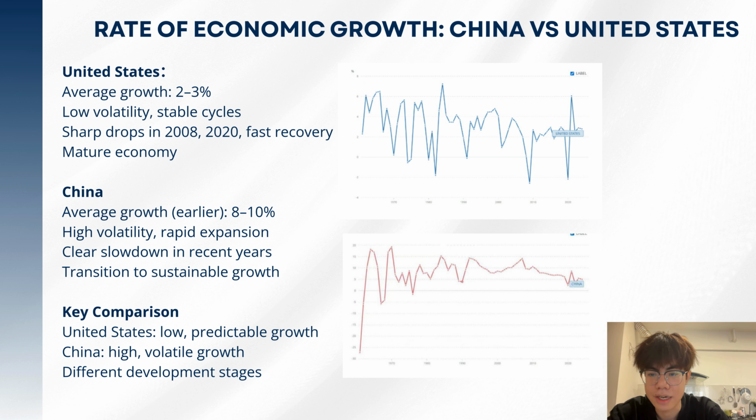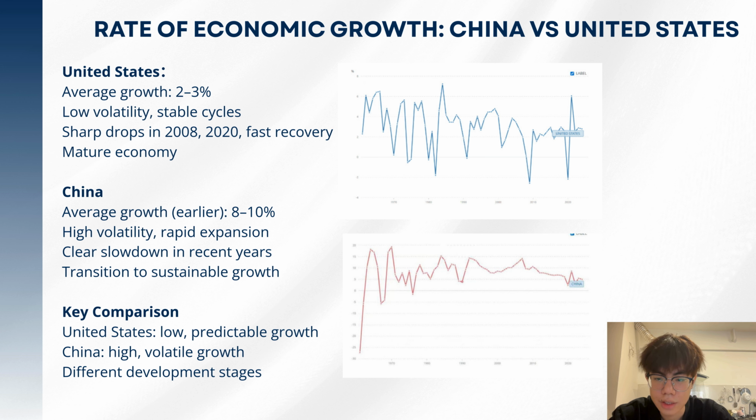Now, let's look at China. In earlier years, China had very high growth, around 8 to 10%. This was during a time of fast industrial and economic development. Compared with the United States, China's growth is more unstable, with large changes over time. In recent years, China's growth rate has clearly slowed down. This means China is moving from fast growth to a more stable and sustainable growth path.